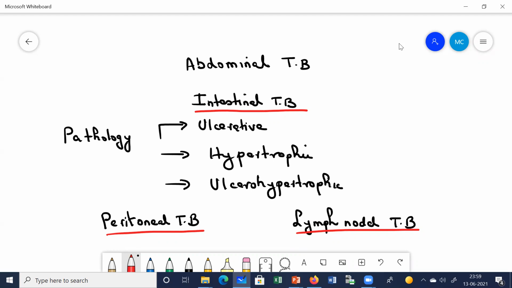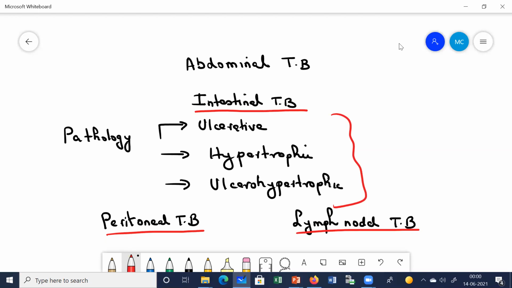When the term abdominal tuberculosis is used, it involves the gut, the abdominal lymph nodes, and the peritoneum. So all these three things will be included in today's discussion. If someone asks you only about intestinal tuberculosis, you have to mainly focus only on that portion. When we are talking about abdominal tuberculosis, we shall talk about all these three. I'll tell you about the three types of intestinal tuberculosis, so you have to focus on this.